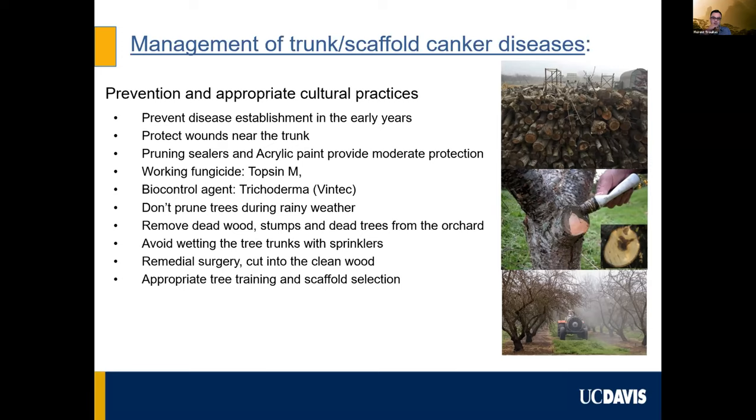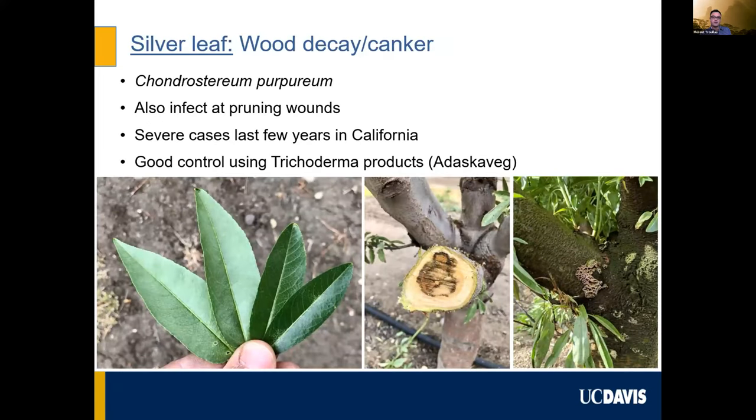Eventually, if an infection is detected, remedial surgery can be practiced, meaning the branch can be removed. But for this, it is always important to cut several inches inside the clean wood when an infected branch is removed. A few words: in the last years, we have detected several orchards highly infected with silver leaf. So we're talking here about a sort of canker, but also a wood decay pathogen. It's a basidiomycete mushroom type, as illustrated here in these pictures. It also infects pruning wounds. So that's something in common with these other canker diseases: silver leaf, Chondrostereum purpureum, can also infect pruning wounds.